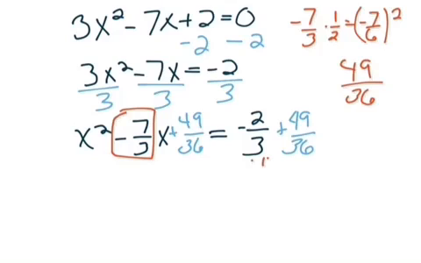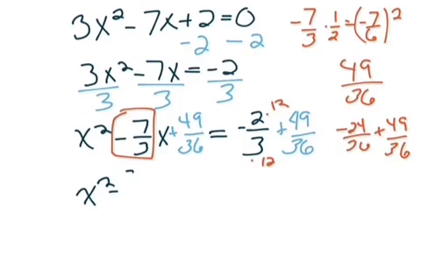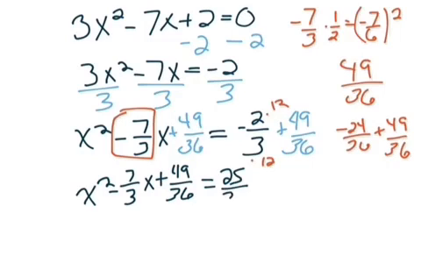So let's see, if I multiply by 12 and by 12, I've got -24/36 plus 49/36, leaving me with 25/36, right? So I've got x squared minus 7/3 x plus 49/36 as my new trinomial equals 25/36.